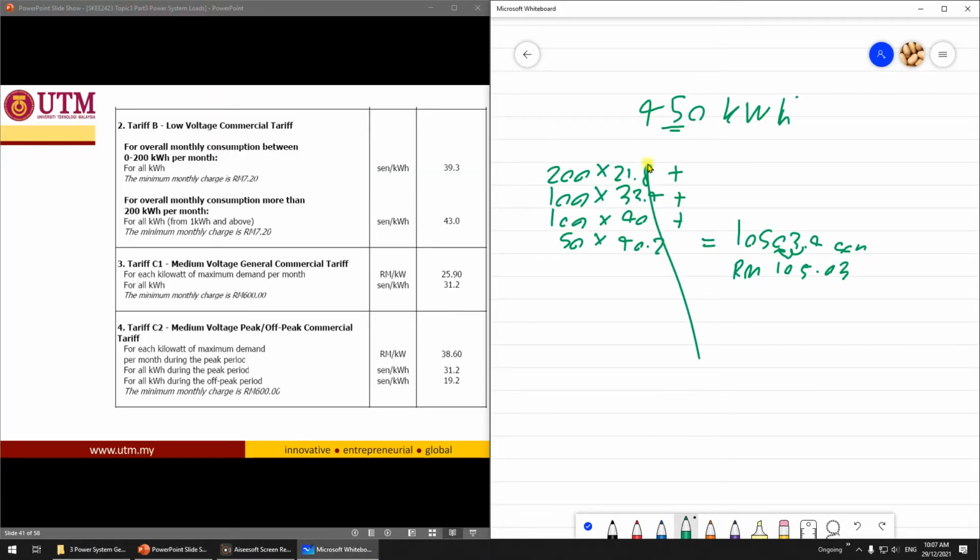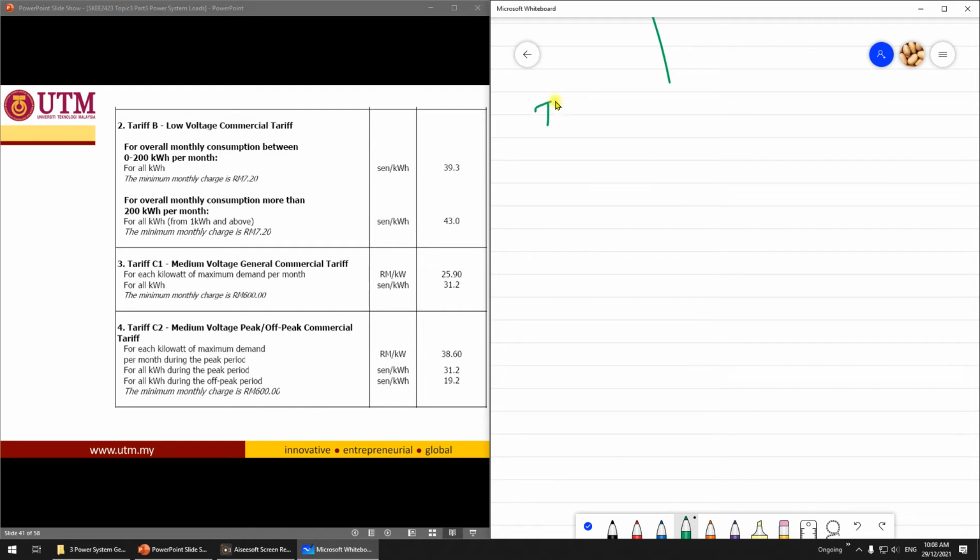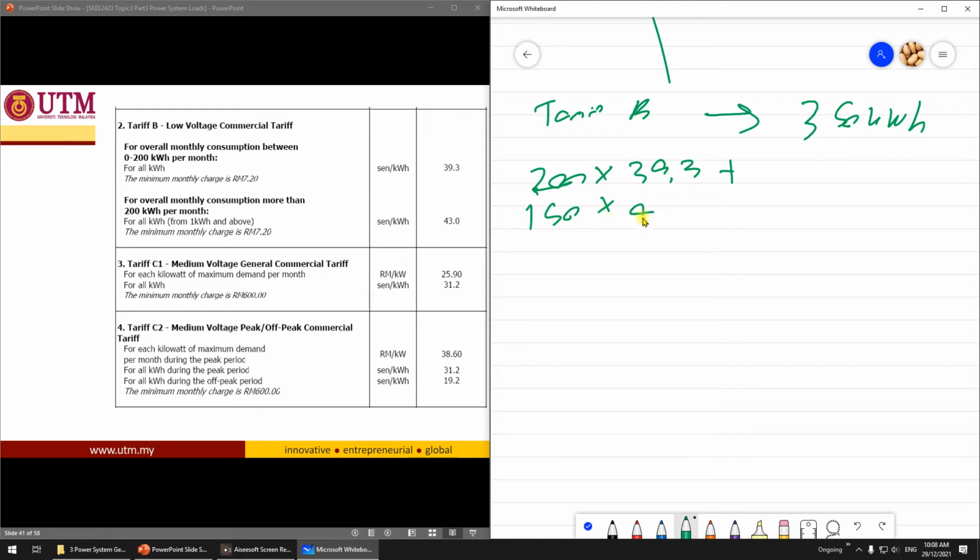So for tariff B, for example, you use 350 kilowatt hour. So the energy use is 350 kilowatt hour. If you look at this tariff, you can see that the first 200 is 200 multiplied by 39.3, and then plus the rest. The rest is 150, multiplied by 43.0. So you get it in cents, and then you can convert to RM, just divide by 100. So this is tariff B.